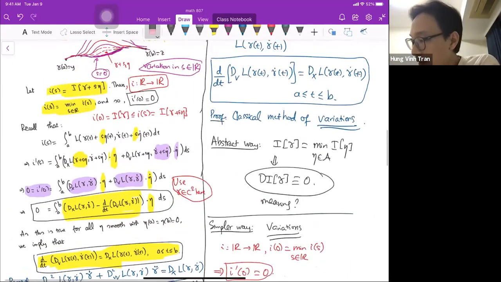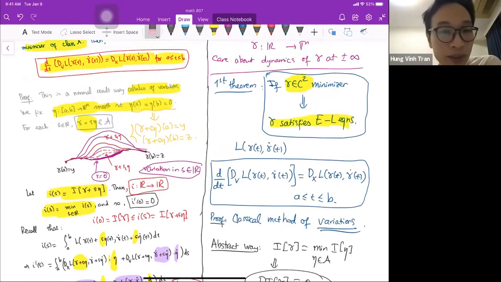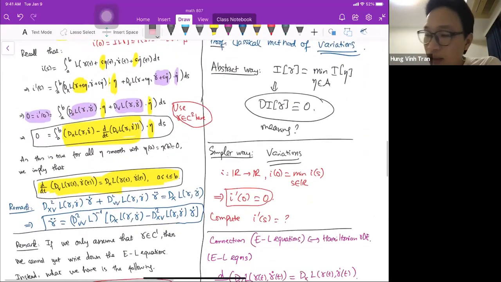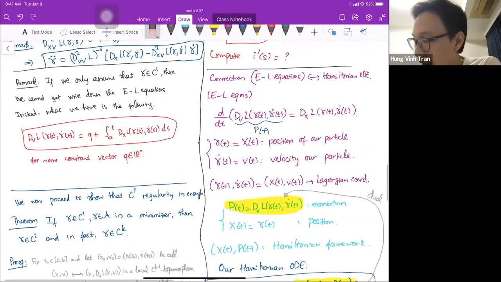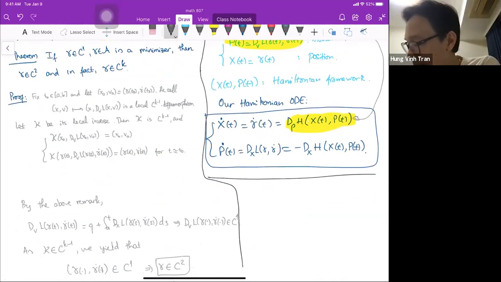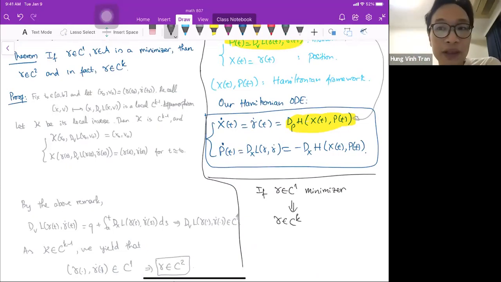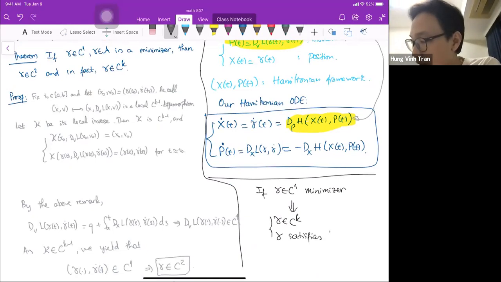So here I put a box up here that shows that if gamma is a C2 minimizer, then it satisfies the Euler-Lagrange equations. We had to assume that it's C2 because of the step here where we do integration by parts. So the second result for today that we're going to prove is that if gamma is C1 and is a minimizer, then that also implies that gamma is C^k. Again, k here is the k greater or equal to 2 in our problem. And also, clearly when gamma is C^k, then gamma also satisfies our Euler-Lagrange equations. Okay, and that's the second result.